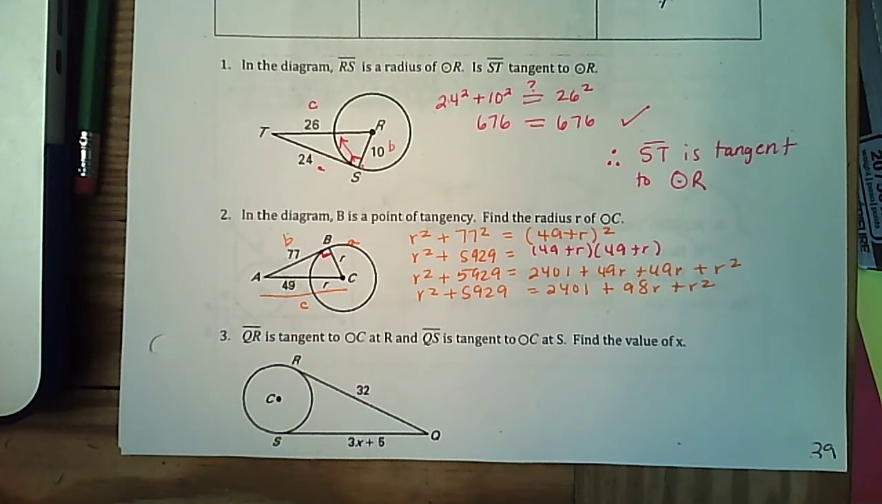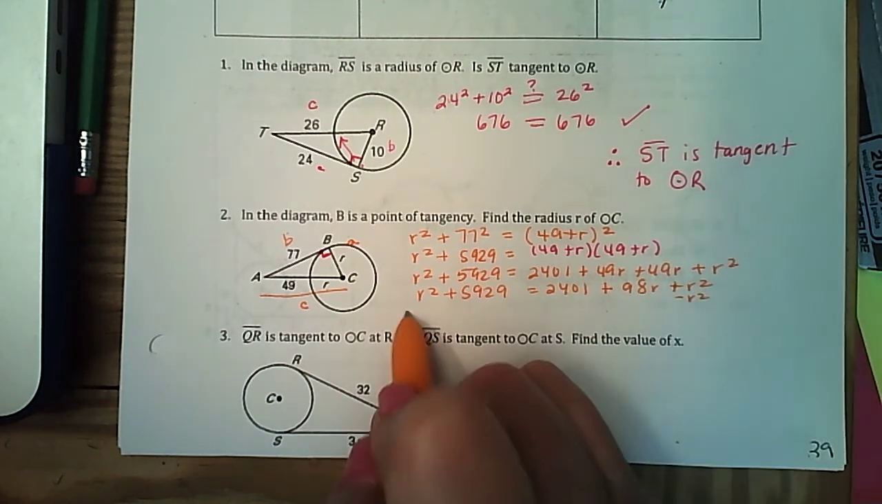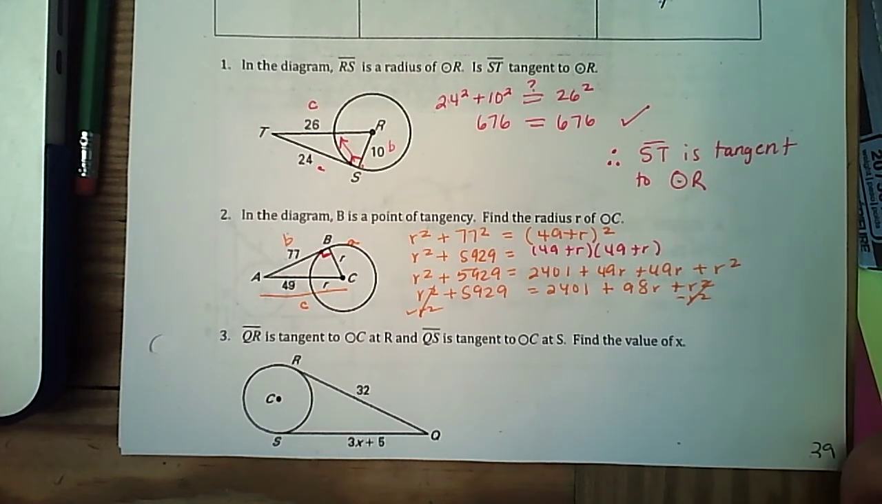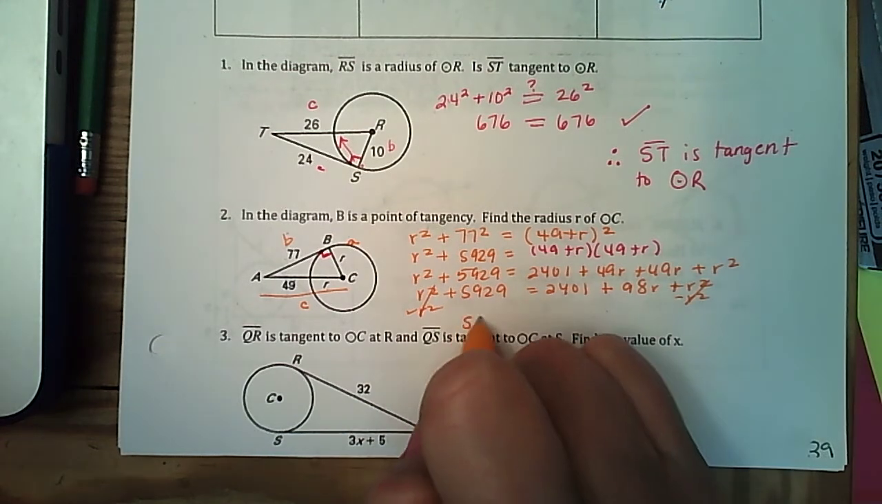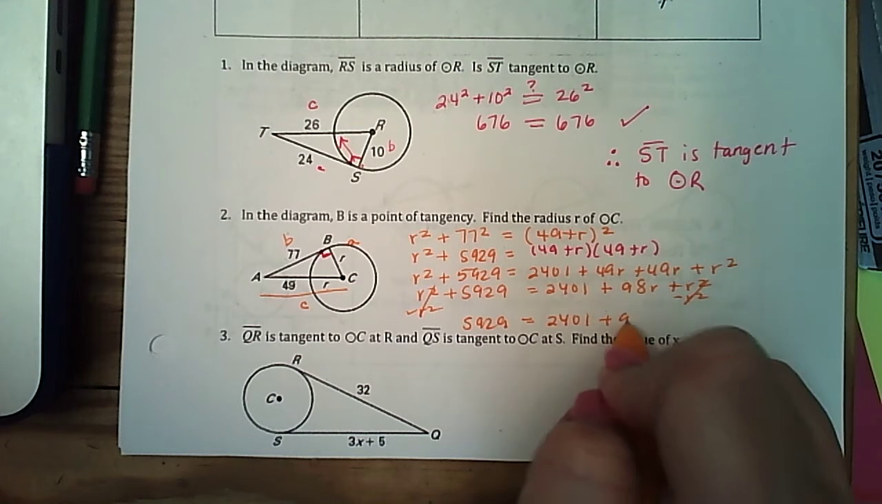So now I'm going to have to start bringing things all to one side because I have an r squared that has to equal 0. So let's bring everything over. When I bring my r squared over, it goes away and there's no r squared. So it changes my solve because now I have 5,929 equaling this plus 98r.